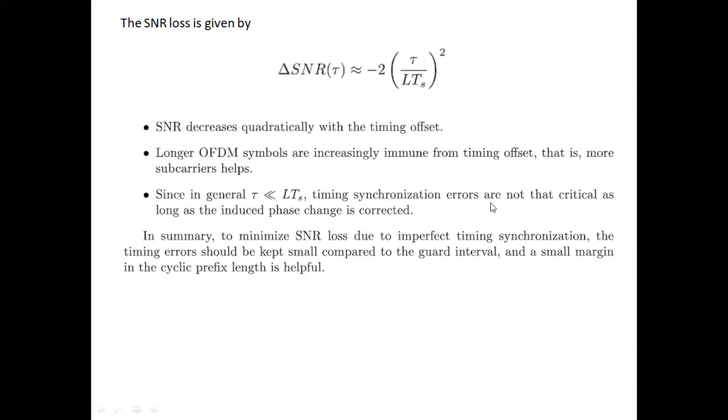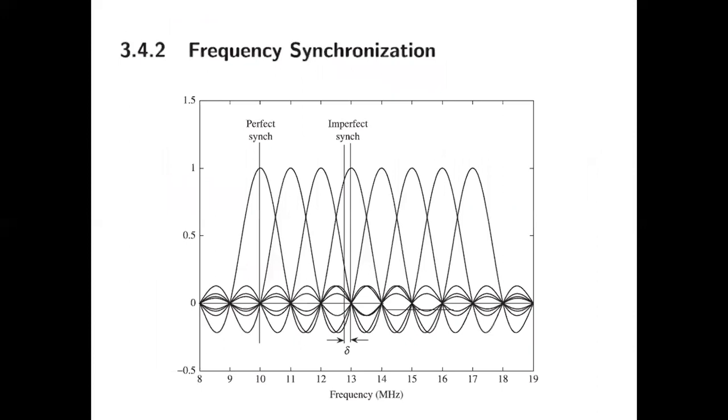Timing synchronization is not that critical as long as the induced phase change is corrected. That means you go for a better PLL, phase lock loop, and things should be fine. But the real culprit is the next topic, the frequency synchronization. So what is this frequency synchronization? Earlier, you had your bandwidth comparable to your carrier frequency. But now you do not have a single band with a single center frequency; there are so many smaller lobes, the subcarriers, which are orthogonal to each other.